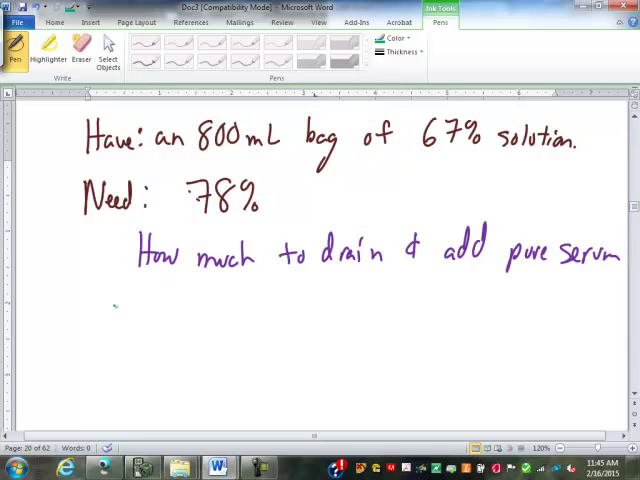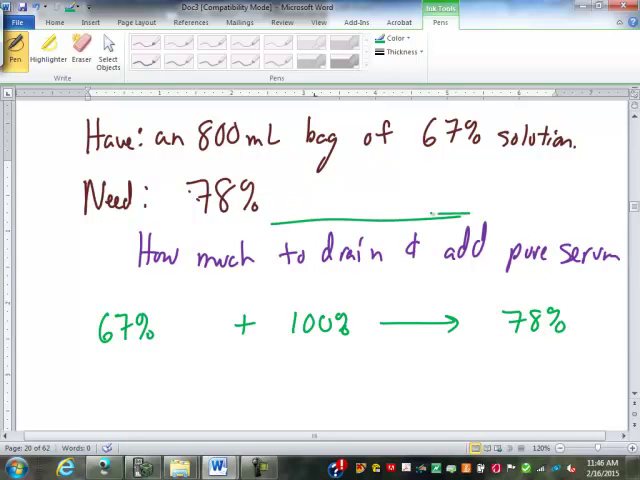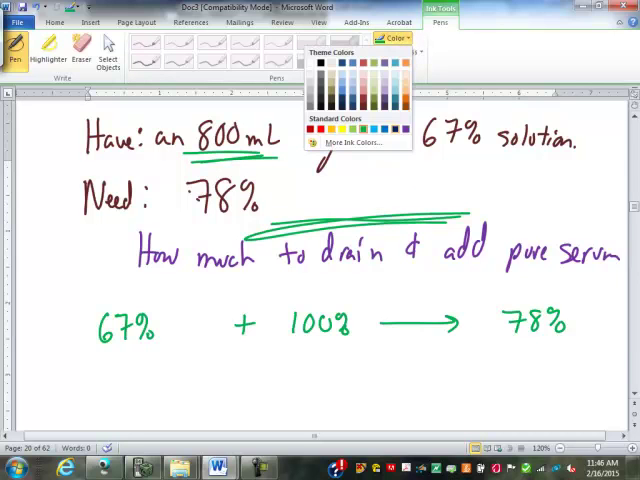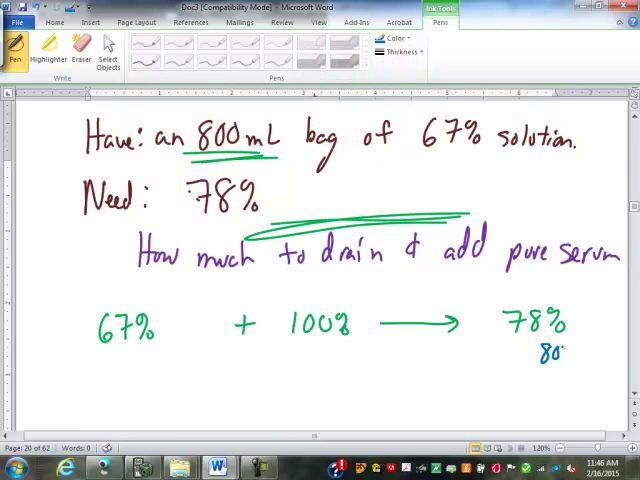So again, what we have here is an ingredient of 67%. To that, we're going to add pure medication. Pure means 100%. And we need to get a result of 78%. And now, at first, it doesn't look like we have the amount that we need. But remember, it's an 800 milliliter bag. And we're going to drain some out and replace it with the pure medication. When we are done, we will still have 800 milliliters.